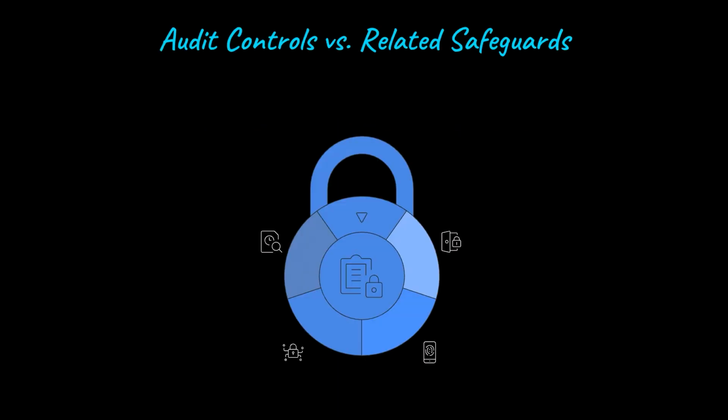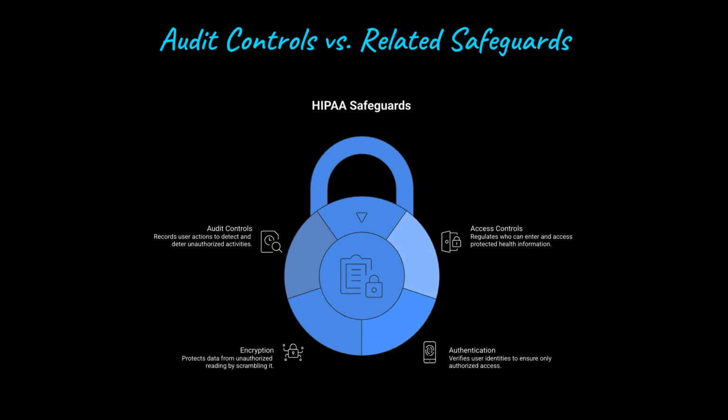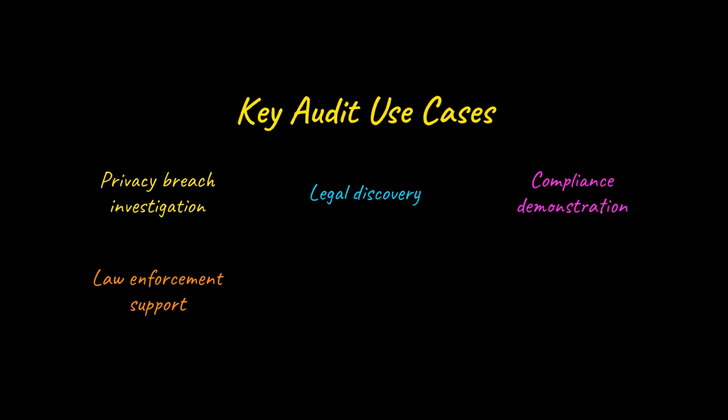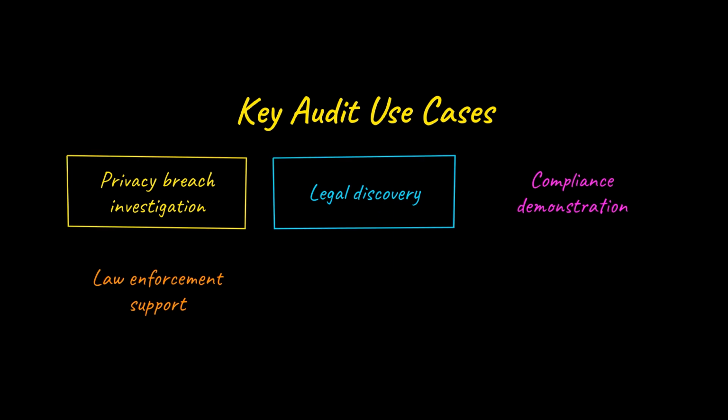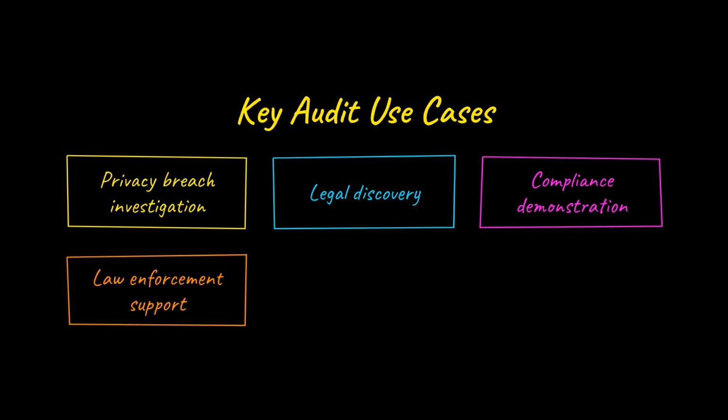It is important to distinguish audit controls from related safeguards. Access controls, authentication, and encryption all act before or during access. Audit controls operate after the fact, making them primarily detective and deterrent rather than preventive controls. Audit logs support a range of real-world needs, from investigating a staff member who viewed a co-worker's chart without authorization, to producing records during litigation or a regulatory audit. Effectiveness depends on logs that are complete, tamper-resistant, and retained long enough to be useful.